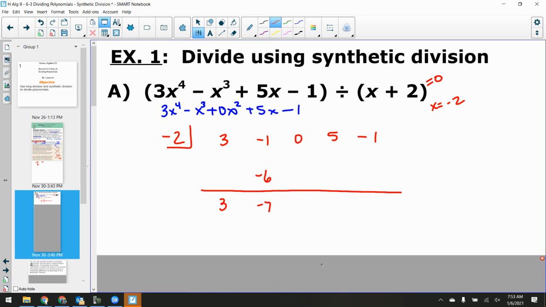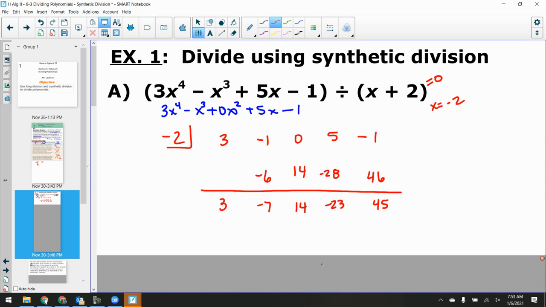Number in the box times the number below the line. -2 times -7 gets us a +14. We add vertically. Number in the box times the number below the line. -2 times 14 is -28. Add vertically. Number in the box, -2 times the number below the line, -23, +46. Add vertically. And now we're done.